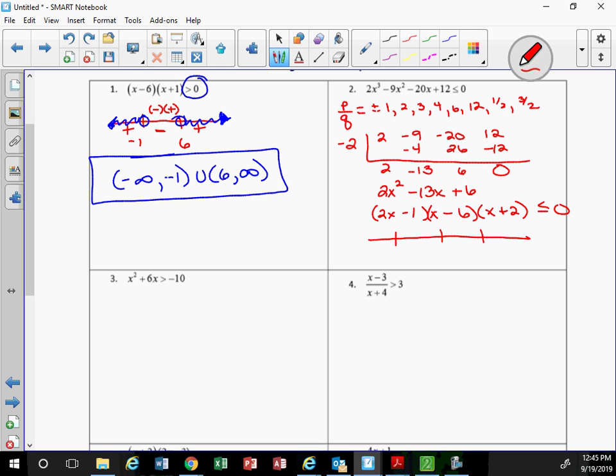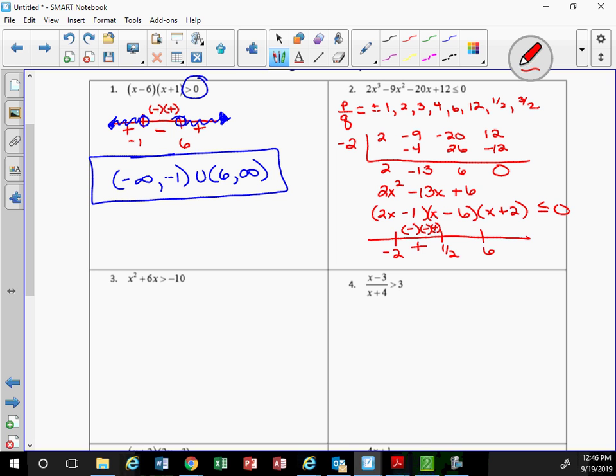Okay, and make sure they go in order. So -2 is on the left, then 1/2, and then 6. Okay, what do I like to plug in? 0. 0 in the first parenthesis will be negative, 0 in the second parenthesis, negative, 0 in the third parenthesis, positive. What is a negative times a negative times a positive? Positive. And everybody's okay with why I'm putting that in that section, right? Okay.